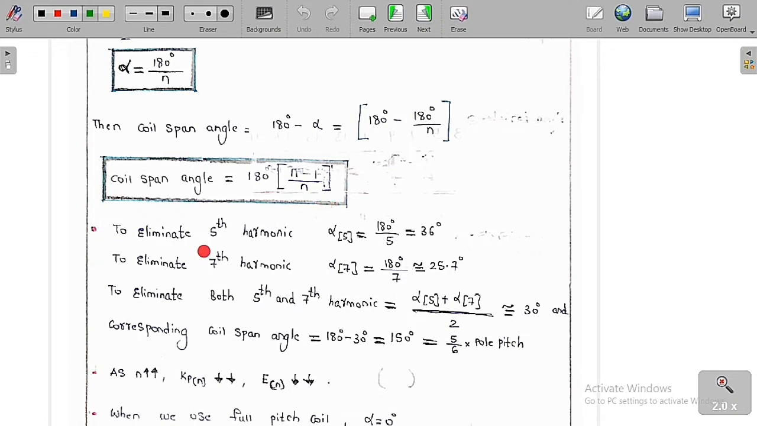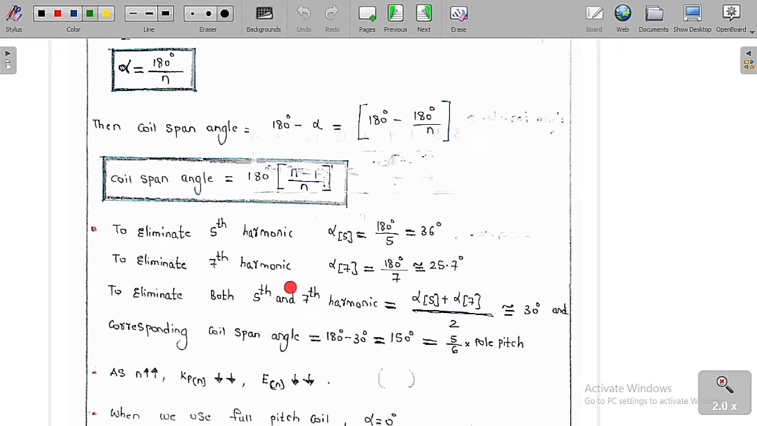To eliminate the fifth harmonic, what is the short pitch angle? Here n is equal to 5. We are going to get 180 degree by 5, which is a 36 degree mechanical angle. This much short pitch angle is required to eliminate the fifth harmonic induced voltage in the overall voltage. To eliminate the seventh harmonic induced voltage, keep n is equal to 7, and we are going to get nearly 25.7 degree. This much short pitch angle is required to eliminate the seventh harmonic induced voltage.